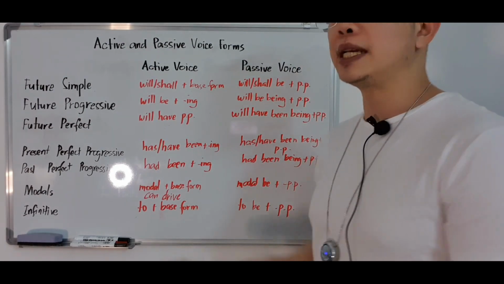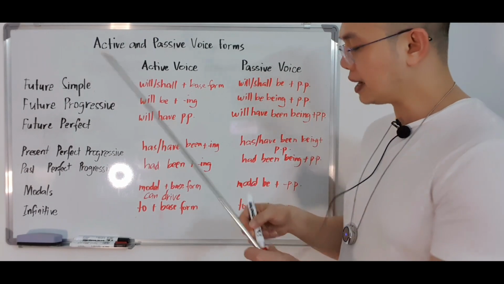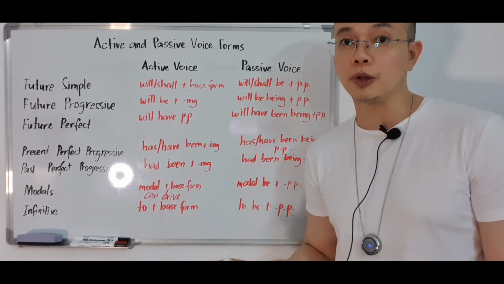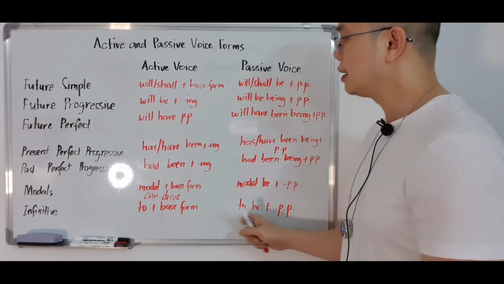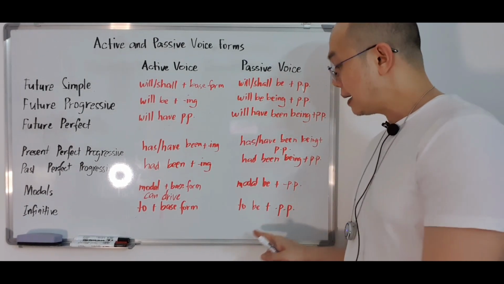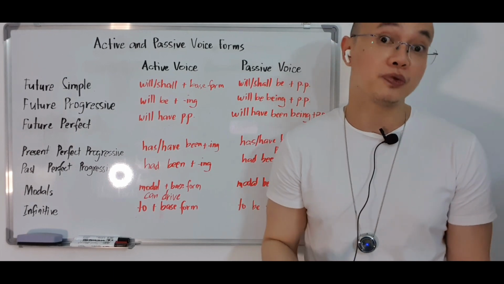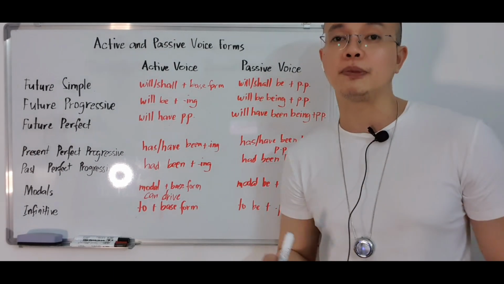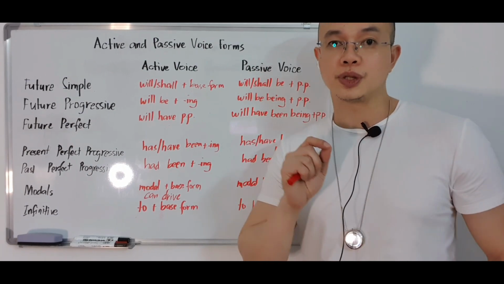Now for the infinitive, in the active voice, you will have to and then the base form. So for example, to drive. Now for the passive voice, you will have to be plus past participle form of the main verb. So to be driven, for example, if you're using the verb drive.